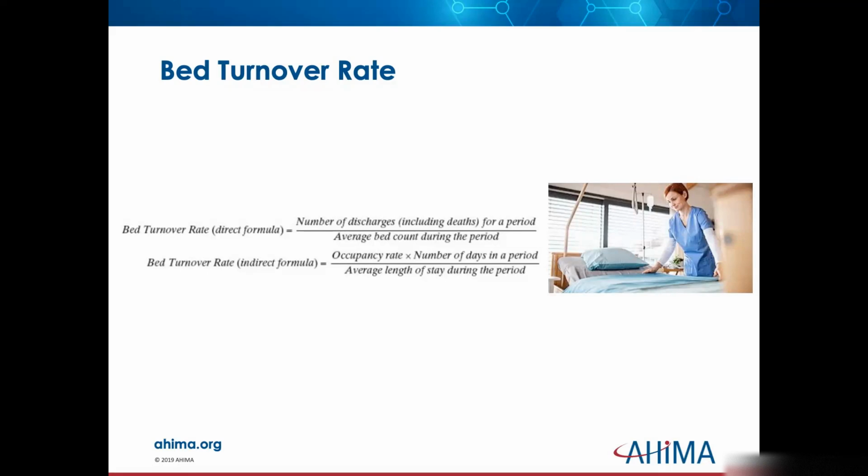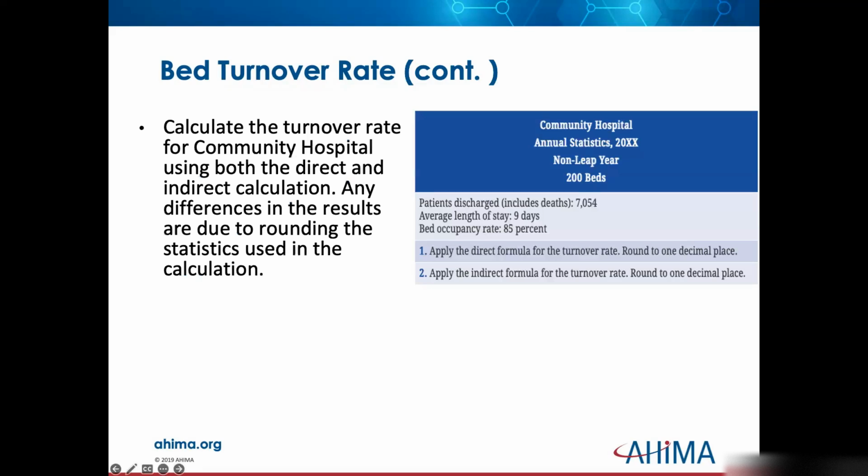The patient turnover rate was calculated as an absolute count of admissions, discharges, and deceased patients for a particular day divided by the total number of patients for that day per hospital. So we look at the calculation and we have an example in front of us. We calculate the turnover rate for a community hospital using both the direct and indirect calculations. Any differences in the results are due to rounding the statistics used in the calculation. So we're going to perform the calculation by hand to demonstrate the impact, all right?